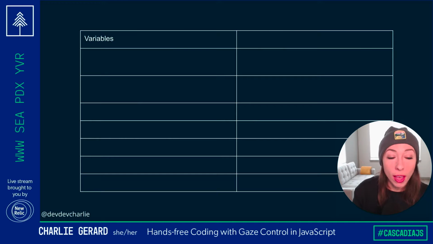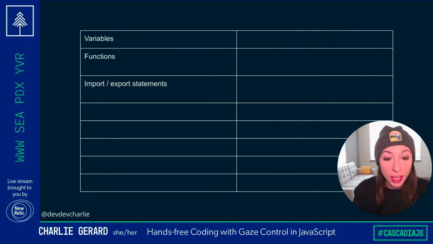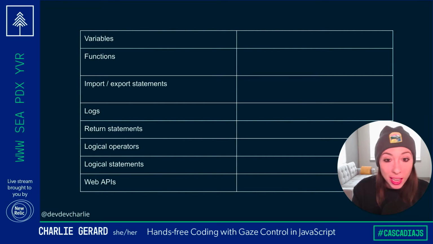The first thing that you might have written in code was a variable, and your code base is probably full of them. But you also have functions. You have import and export statements if you're writing modules. You have logs to see what's going on in your app when you're debugging. You have return statements, logical operators, logical statements, web APIs. So that's not a full list of the type of things that you can do in JavaScript or in programming in general. But I'm using this as an example to remember that you can't write just anything you want.